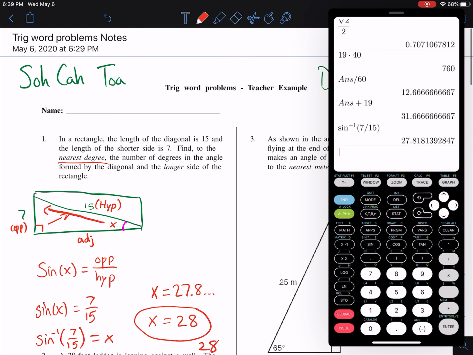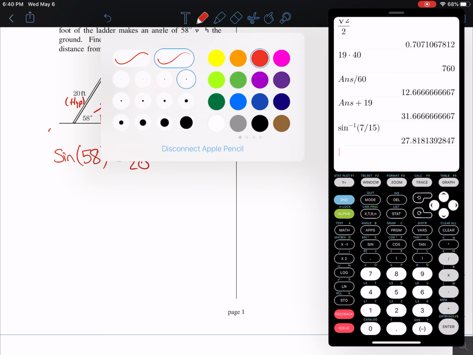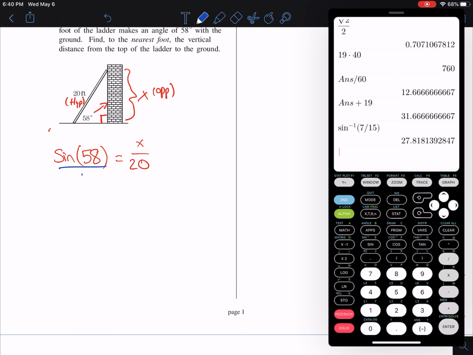So going back to SohCahToa, I'm going to use sine again. But this time, it's not sine of x, it's the sine of 58 degrees. Now that'll be equal to x, the opposite, over 20, the hypotenuse. And if you remember what we do next, now that we have this set up, we'll put the sine of 58 over 1, and we will cross multiply. So we'll get 20 times the sine of 58, and that's equal to x.